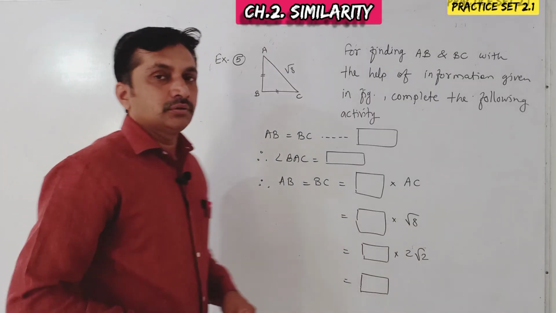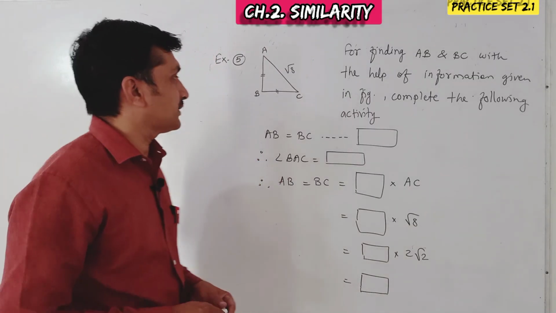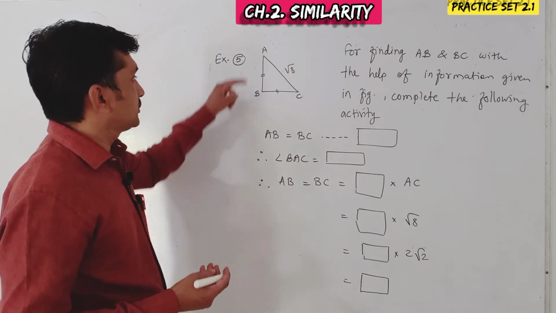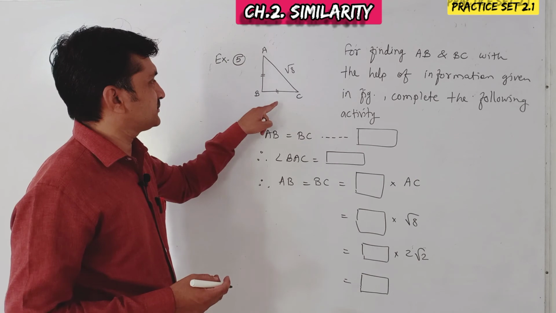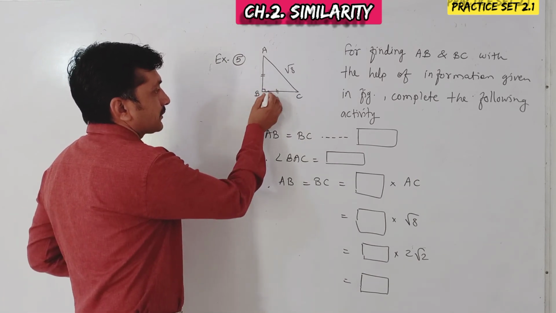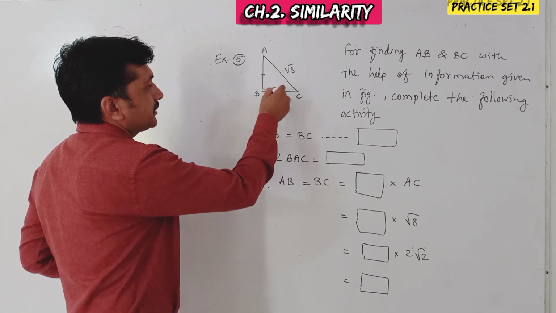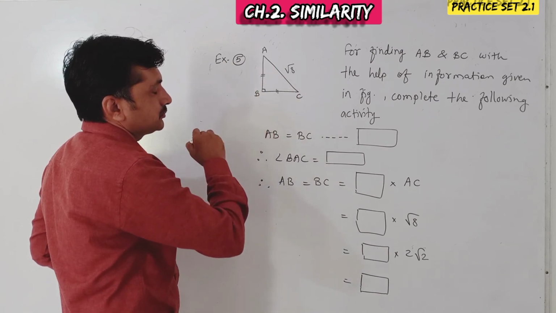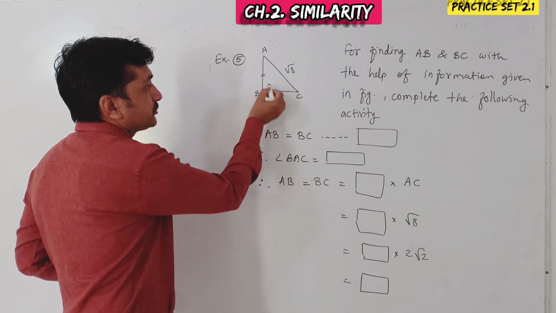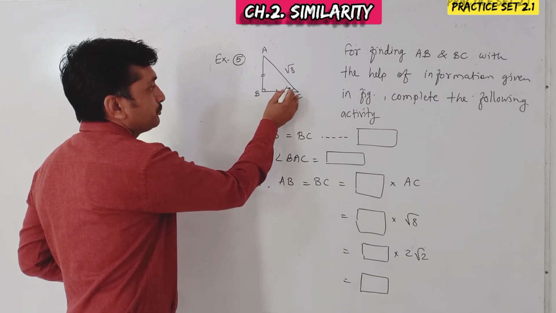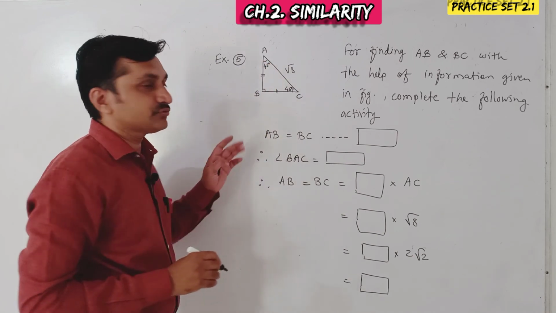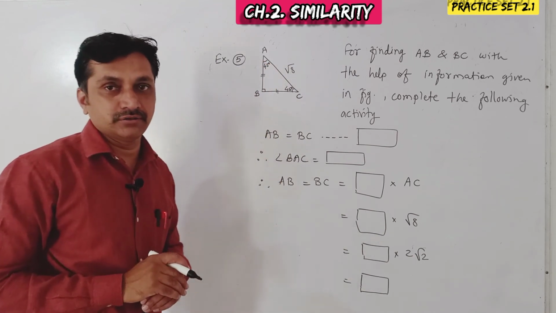Dear students, let's see example number 5, and this example is based on an activity. It is very easy. If you observe this triangle ABC, it is a right angle triangle. AB and BC both are equal, right? If these two sides are equal and the angle is 90 degrees, then the remaining two angles will be 45 degrees each. So it is a 45, 45, 90 degree triangle. This is an isosceles right angle triangle.